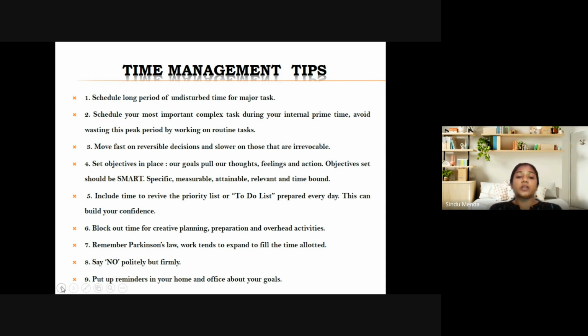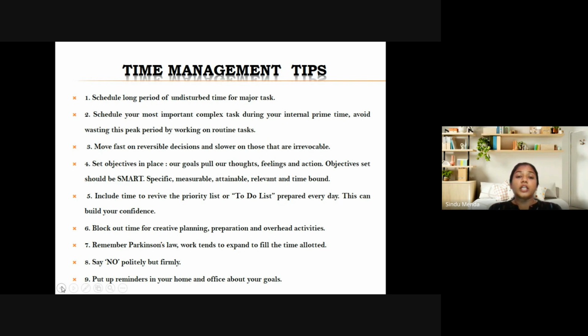Next one is set objectives in place. What is set objectives in place? Anybody? Set objectives in place is nothing but having some goals, pulling your thoughts and feelings into action. Objectives like we just discussed are SMART: specific, measurable, attainable, relevant, and time-bound. So you need to always stay focused based on SMART. That is how to set the objectives.